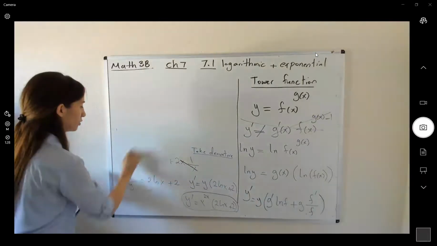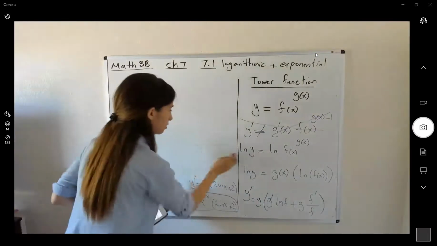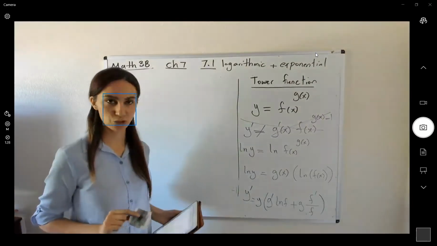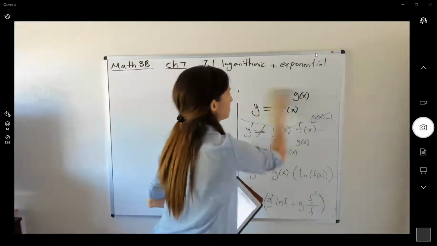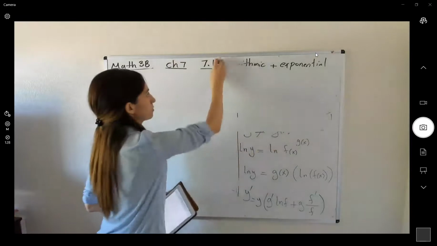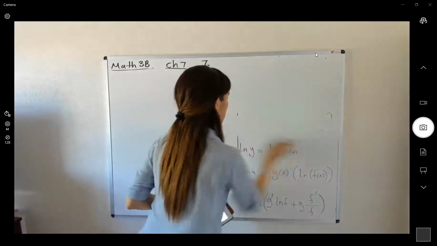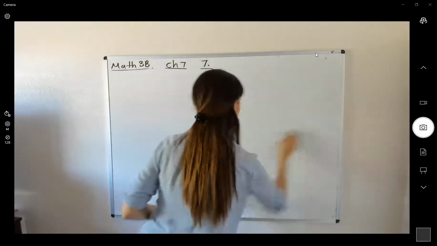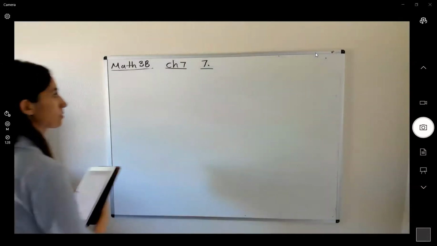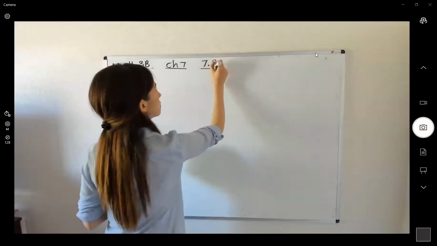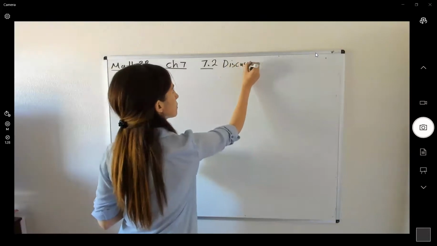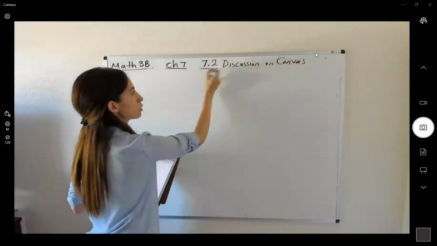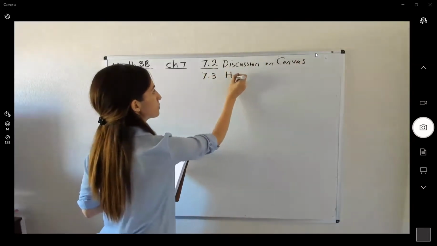Well, let us move on to the next topic. 7.2, which is the exponential model, is going to be a discussion on Canvas. We're going to talk about hyperbolic functions.